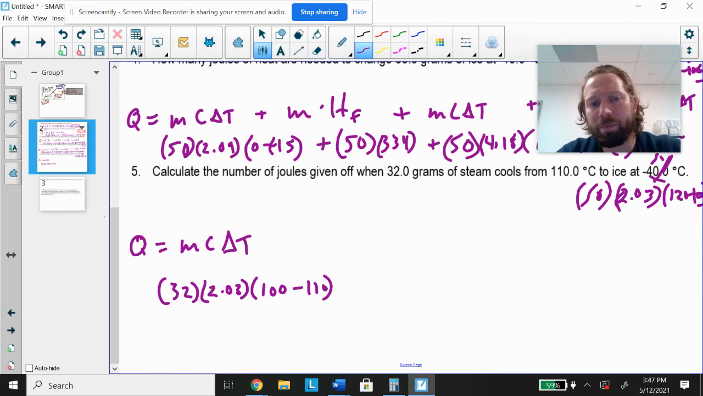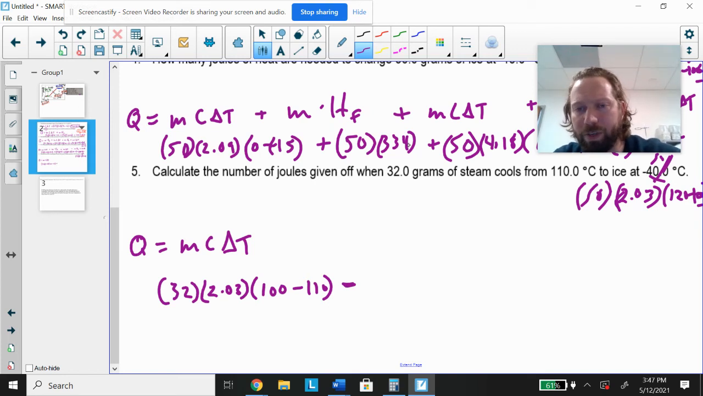And then you're going to do the next one, which is how much energy it takes to condense it. Make sure that it is negative. So we're going to subtract that. That's going to be m times heat of vaporization. So it would be 32 times heat of vaporization, which is 2,230.